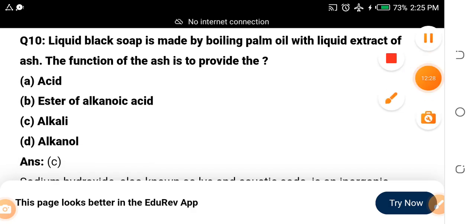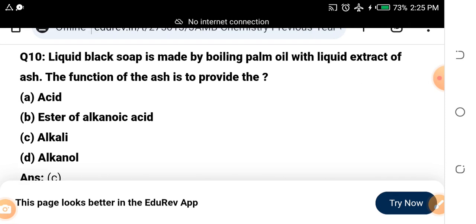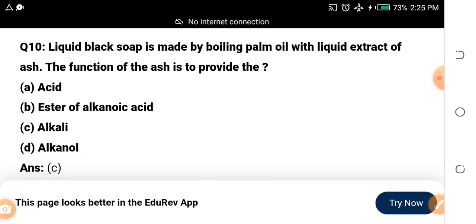Okay, let's proceed. Liquid black soap is made by boiling palm oil with liquid extract of ash. The function of the ash is to provide the dash. A, acid, B, ester of alkanoic acid, C, alkaline, D, alkanol. The answer is alkaline.